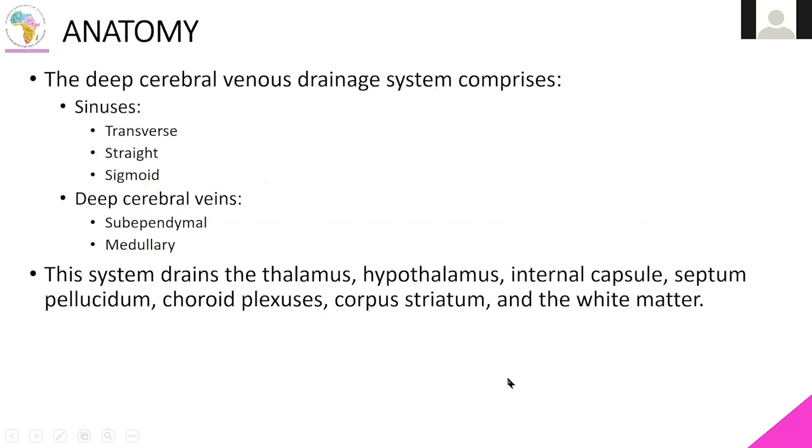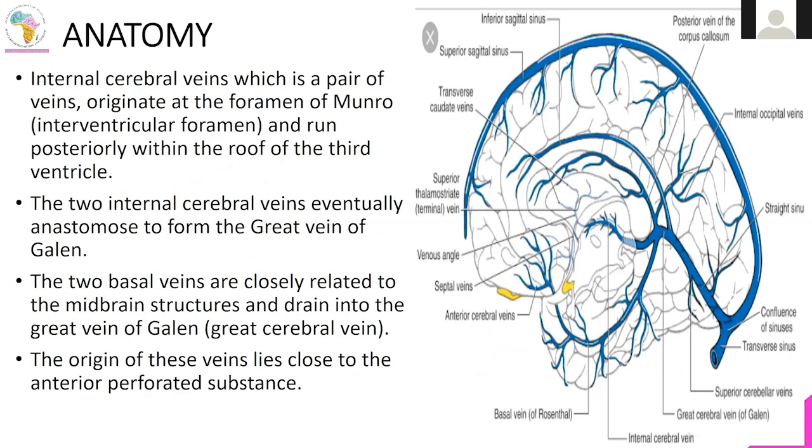The deep cerebral venous drainage system comprises the sinuses, which are the transverse, the straight, and the sigmoid. The deep cerebral veins are the subependymal and the medullary veins. This system drains the thalamus, hypothalamus, internal capsule, septum pellucidum, choroid plexus, corpus striatum, and the white matter. The internal cerebral veins, a pair of veins, originate at the foramen of Monro and run posteriorly within the roof of the third ventricle. These two internal cerebral veins eventually anastomose to form the great vein of Galen.